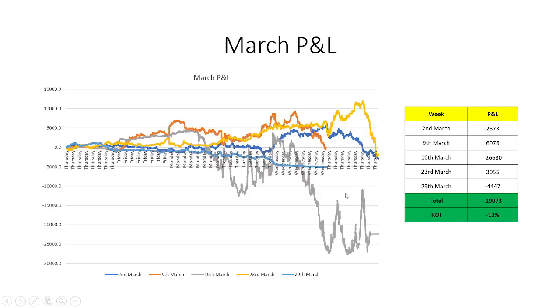And March is the month that we saw previously. There was one week which had a very big loss, which turned the month into a minus 13% loss in terms of return on investment. That is because of this week, 16th March, where we ended in a 26,000 loss. That is the only week where we see a downfall of around 25,000. In the rest of the weeks, it was either positive or less than 5,000 loss.